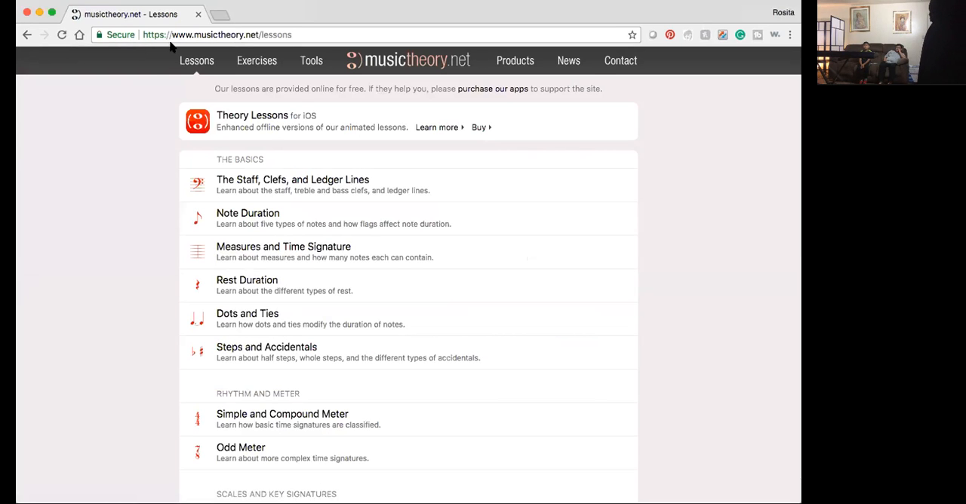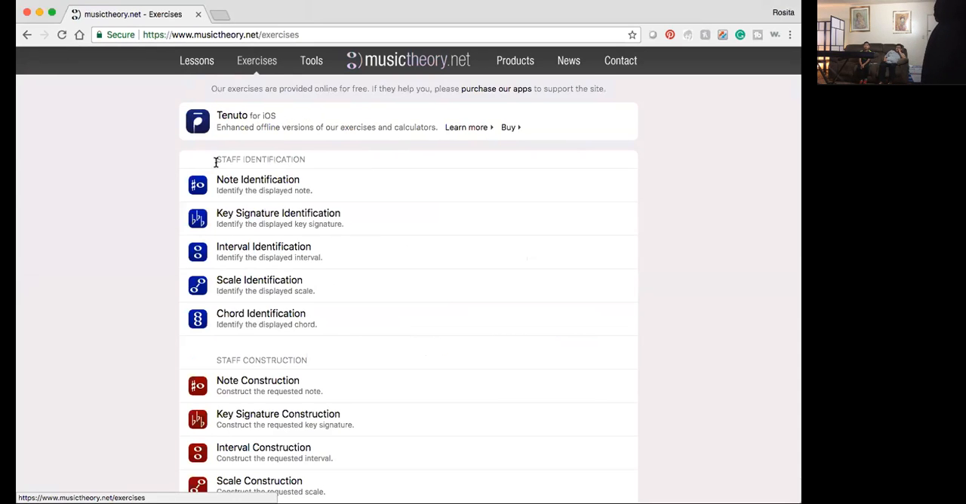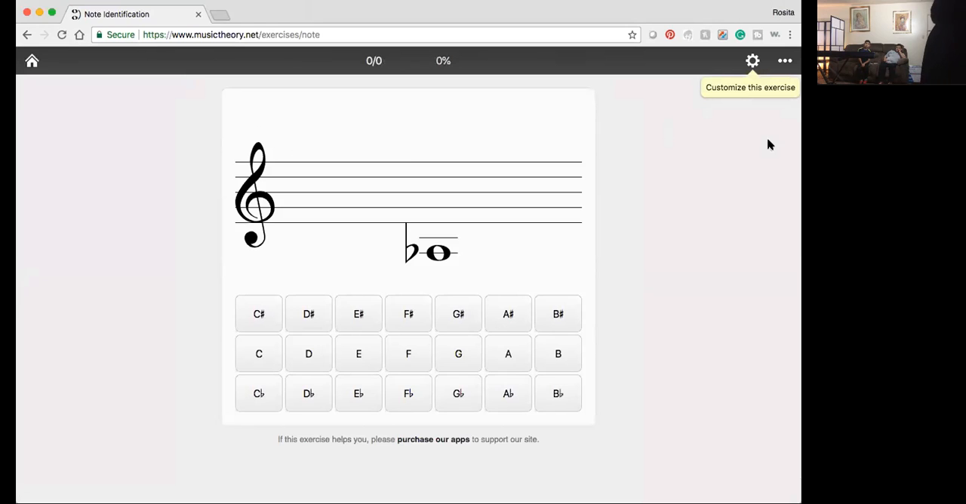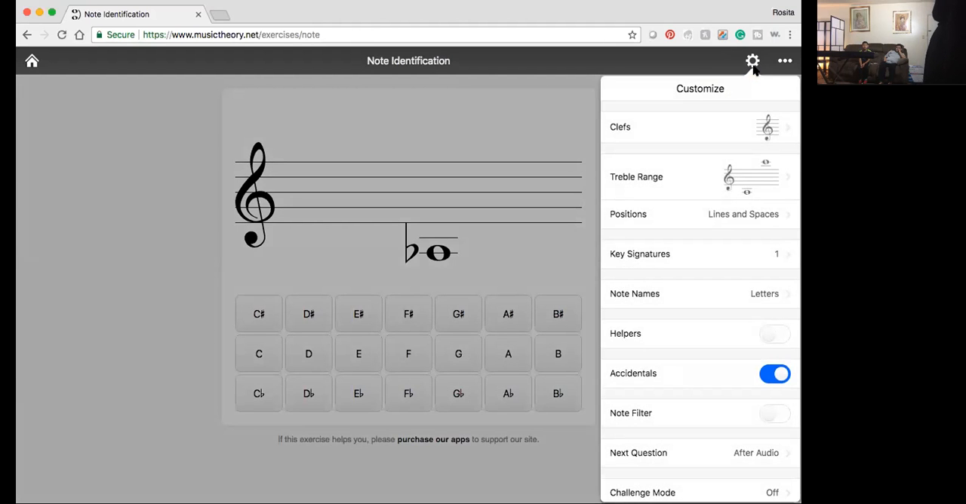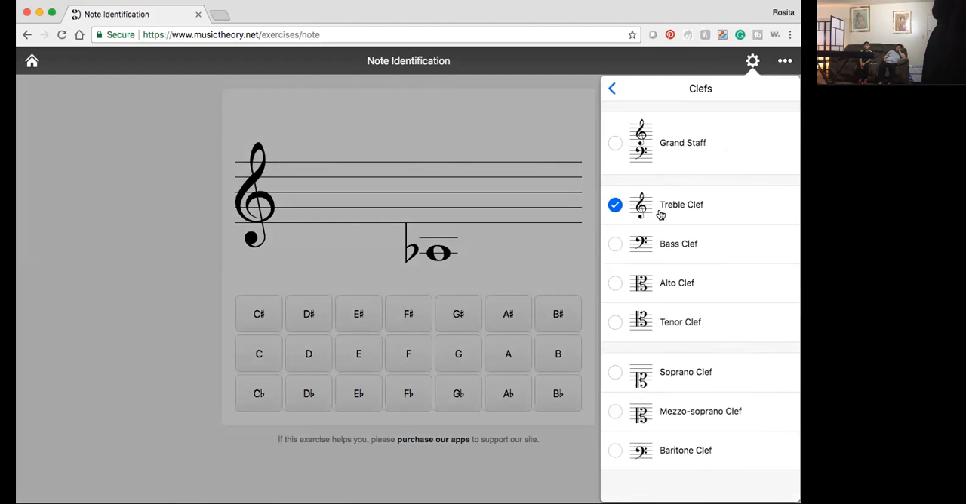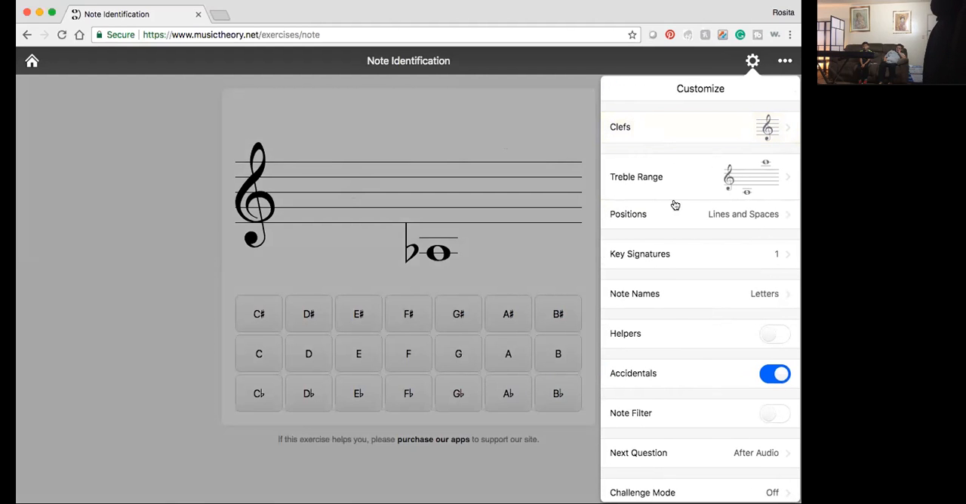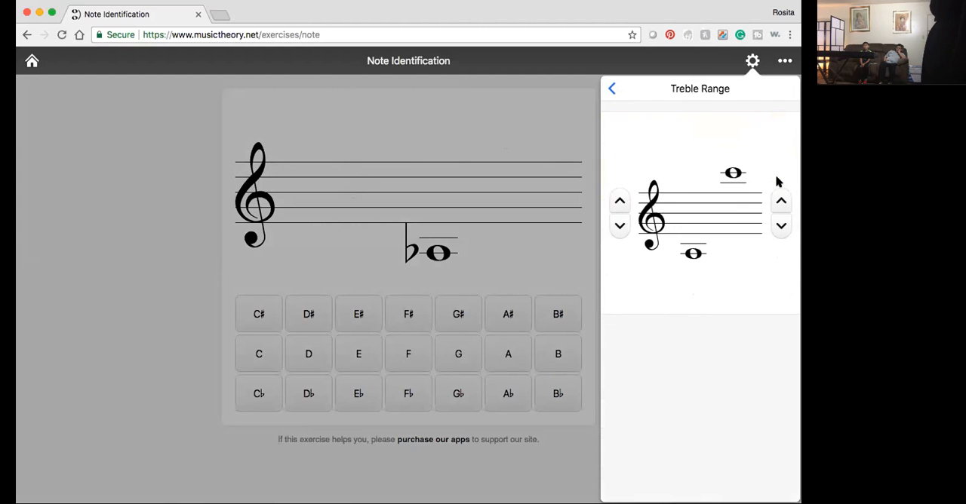Now here, what I would like you to do is go to exercises, note identification. Then, as I move this window here, se va a ir a settings. Choose clefs. Make sure you just click the treble clef. And then saque accidentals, porque no queremos eso. And then for the treble range, make sure it does the notes on the first line and on the last line, the fifth line, the top line.